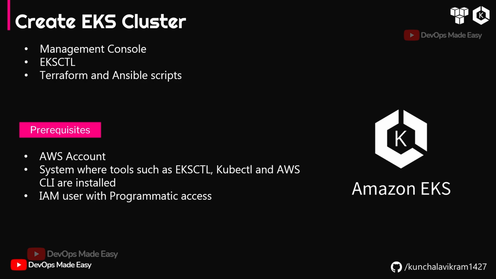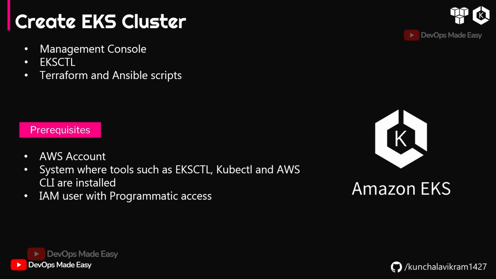And coming to creating an EKS cluster, we can create it using the management console, which is not the most straightforward way, but you will understand the various components to be created in order to successfully provision a cluster. This process will be completely automated using eksctl, which we'll understand in the coming sessions. And of course, you can also use AWS SDKs or Terraform or Ansible scripts to automatically provision EKS clusters.